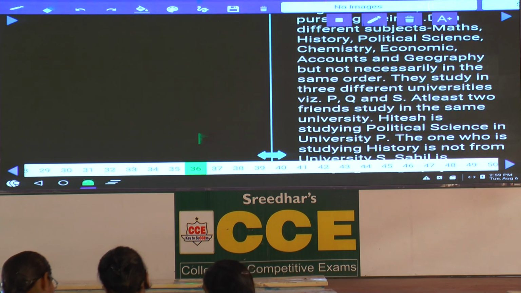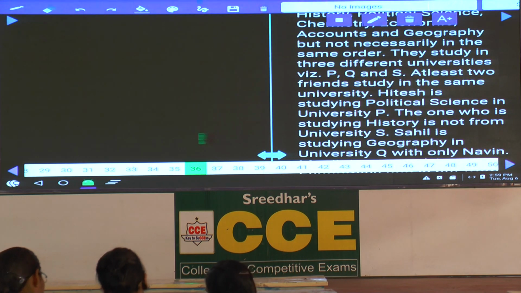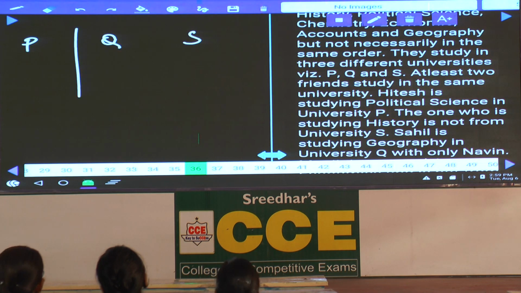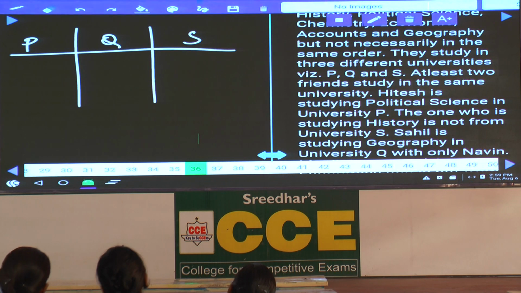And they study in three different universities, at least two friends in the same university. At least two means two or more than two. Yes, what is the possibility we can have? Two, two, and three. Now in this one, P, Q, and S are the three universities here. Now in two of the universities, we are having only two people. And in one university, we are having three people.